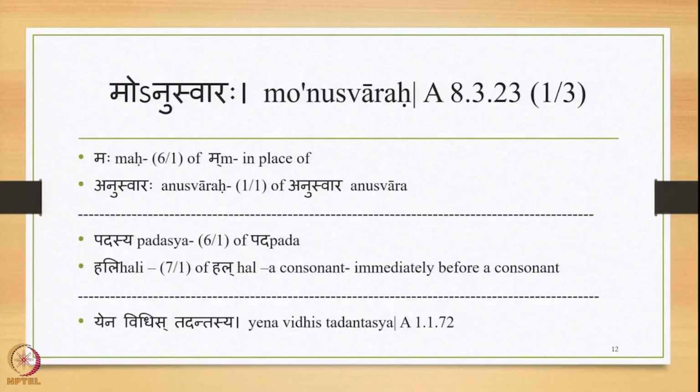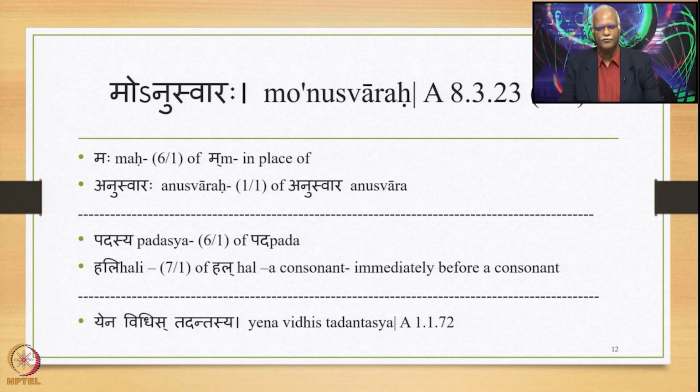Let us now study the sutras which describe the Anuswara sandhi, namely Monuswaraha first, 8.3.23. This particular sutra has got two words, two padas in it. First one is Maha, which is 6/1 of Ma, and sixth case means in place of. So Maha means in place of Ma, sound Ma.